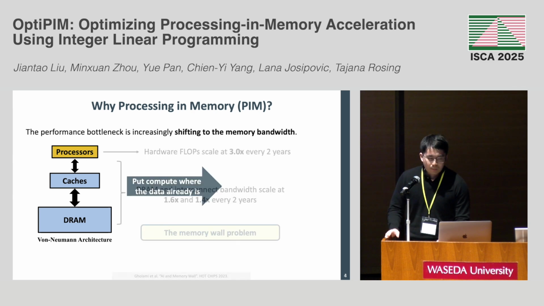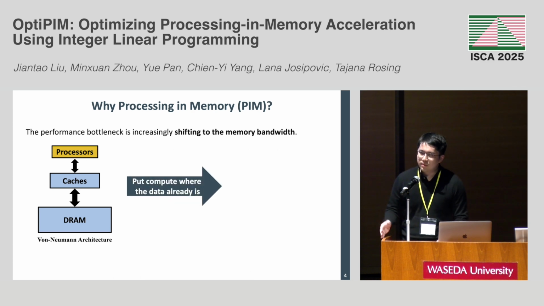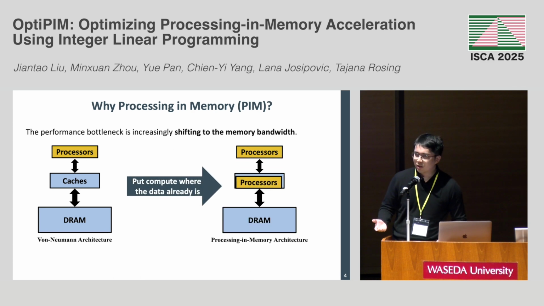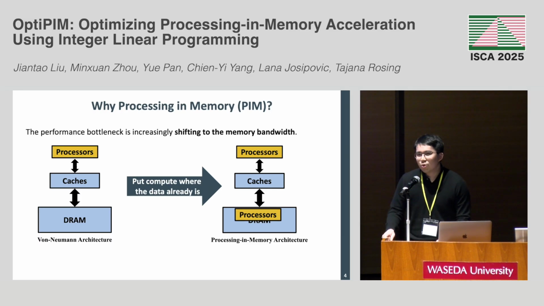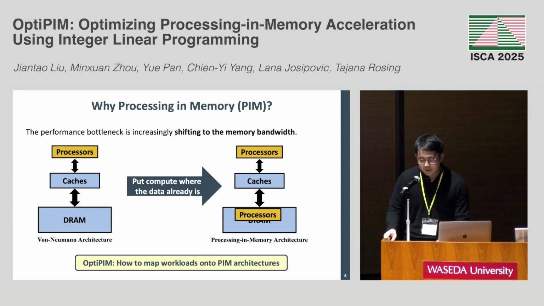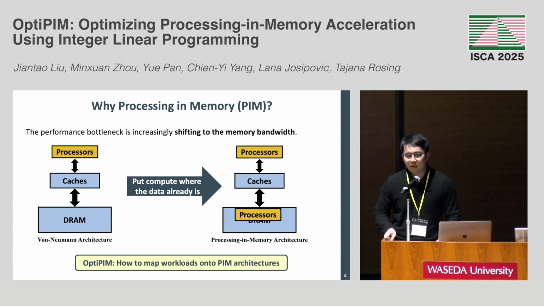So the most intuitive way to solve this problem is to directly put compute where the data already is, which is the key idea behind all the PIM architectures. And this kind of method is actually very effective for memory-bounded workloads. However, having efficient hardware alone is not enough. To achieve high performance, we also need to answer a critical question: how to map the tensor programs onto the targeting PIM architecture. And this is exactly what we're answering in OptiPIM.